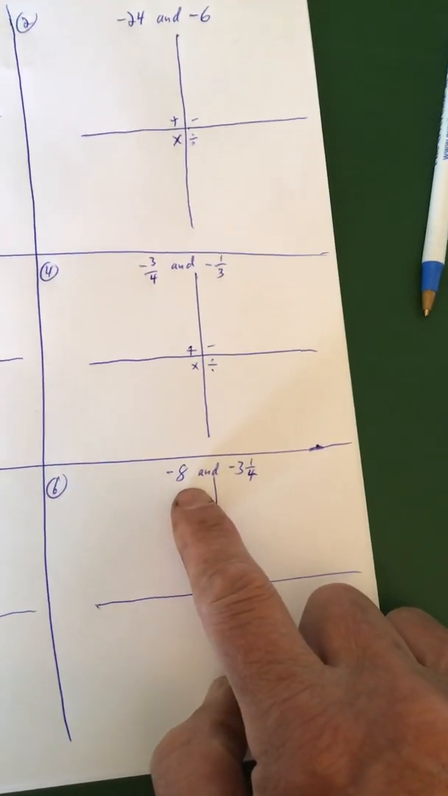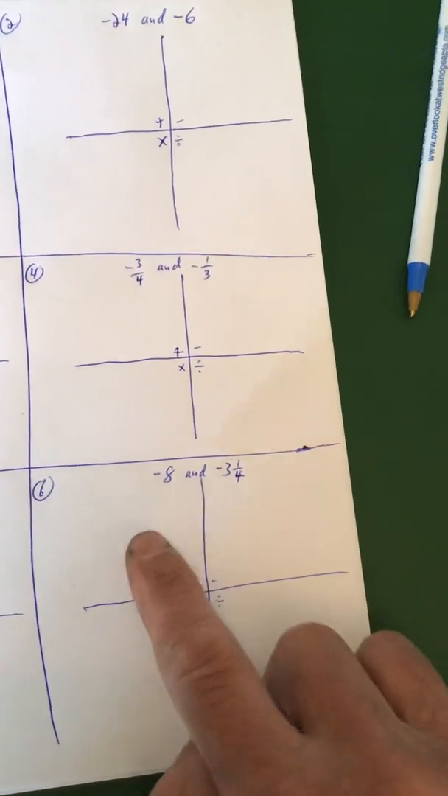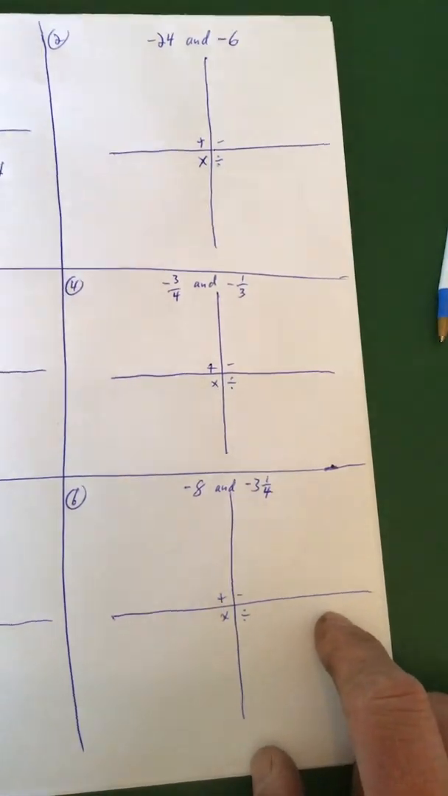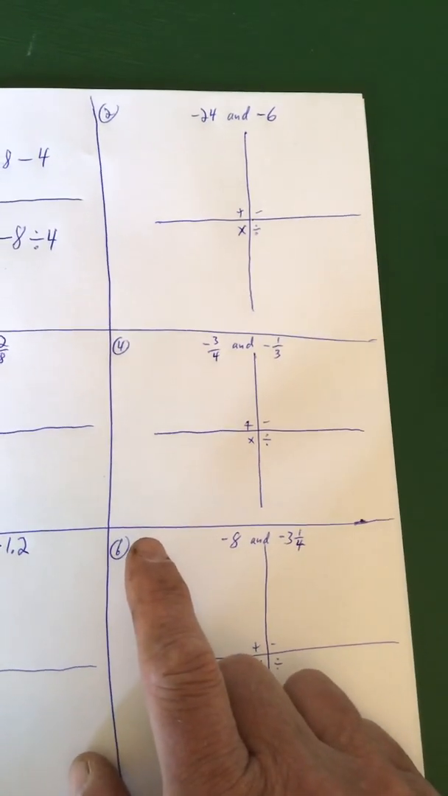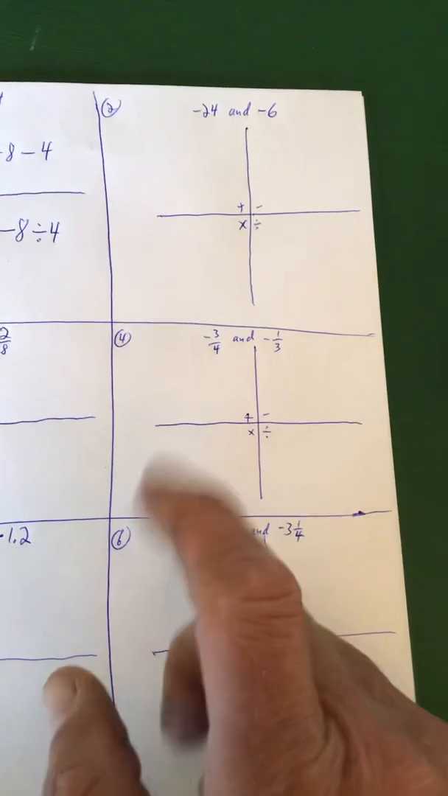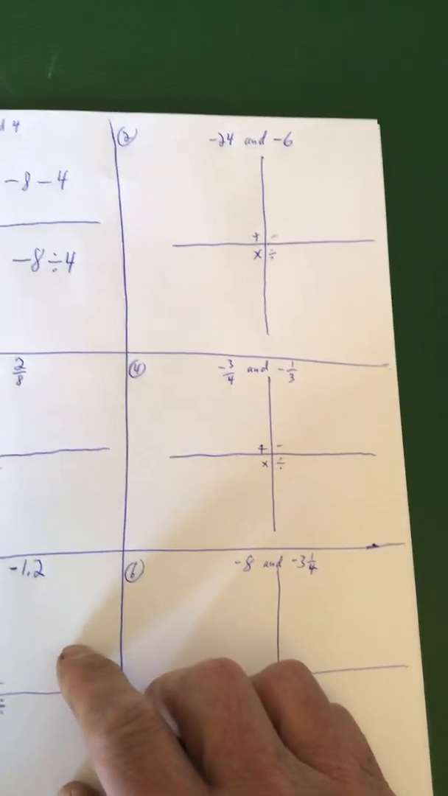And -8 and -3 and 1/4. Add, subtract, multiply, and divide. So hit pause so you can get these copied down. And I'm going to go ahead and start working these out. But you hit pause and make sure you do them yourself here, okay?